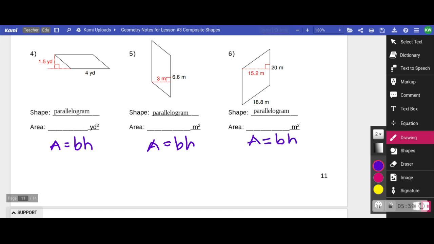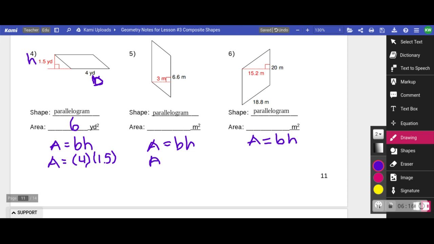All right. Now see how the height here is outside of the shape? That's okay because what it's telling you is, sorry, I'm drawing with my finger. What it's telling you is that the height is 1.5 because the height is always the line that is the measurement that is at a right angle from the base. So we're going to do 4 times 1.5. So go ahead, put that into your calculator. 4 times 1.5. Okay, and you're going to get 6 square yards.